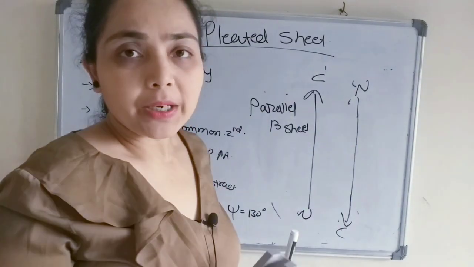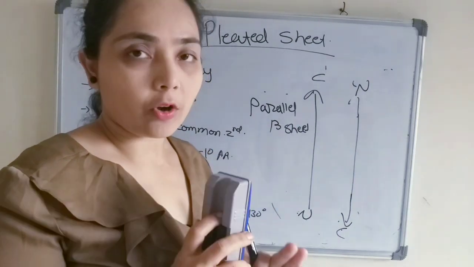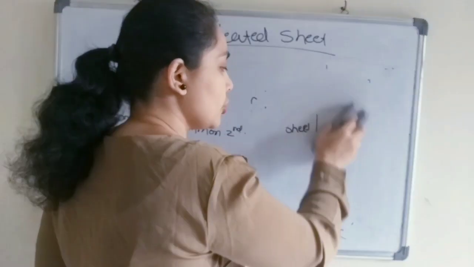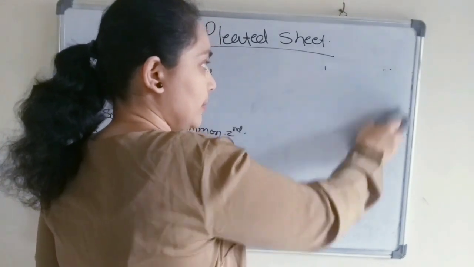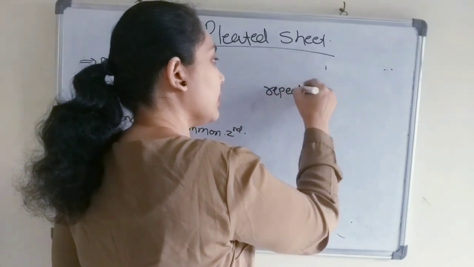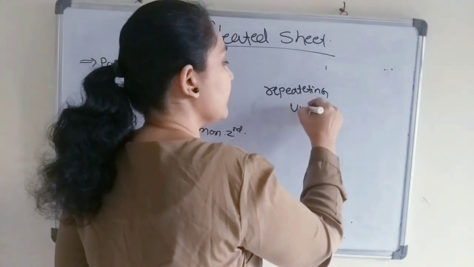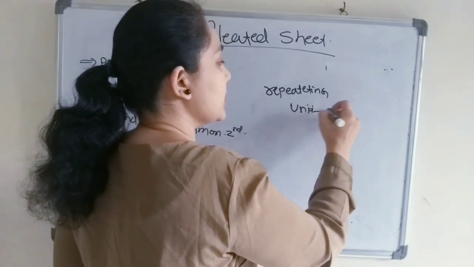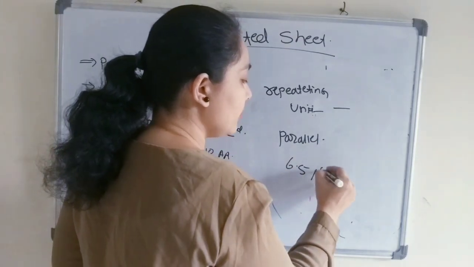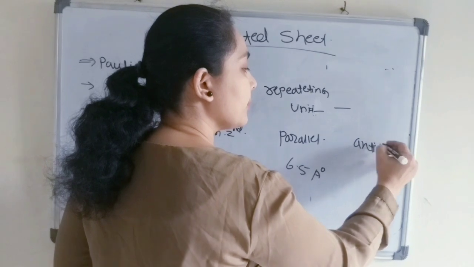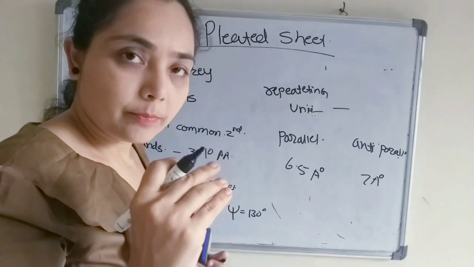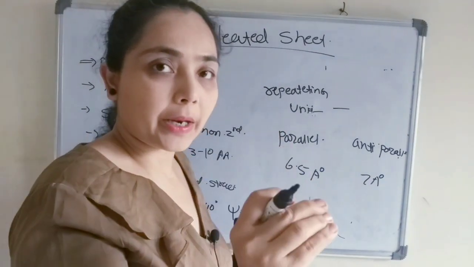The structure of the parallel and anti-parallel beta sheets is more or less common, but there are two differences. The repeating unit in the parallel beta sheet is somewhat shorter compared to the anti-parallel beta sheet. The repeating unit in the parallel beta sheet is 6.5 angstrom, whereas in the anti-parallel beta sheet it is 7 angstrom. That is one difference between the parallel and anti-parallel beta sheets.